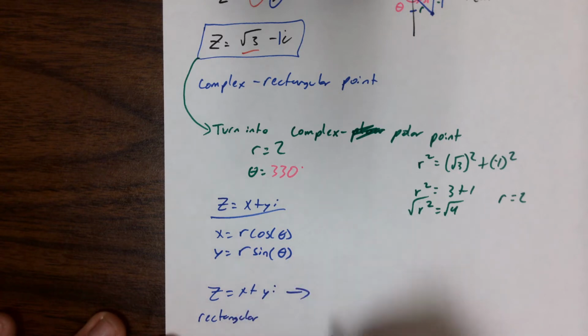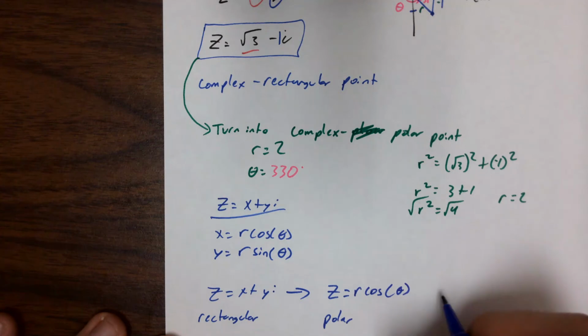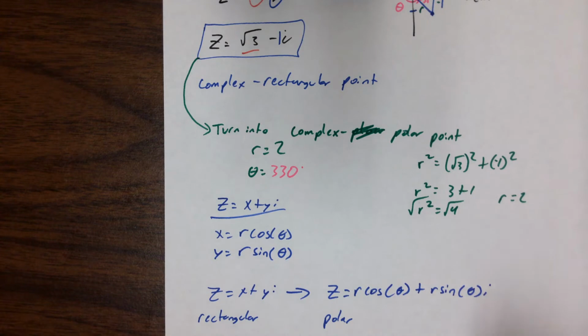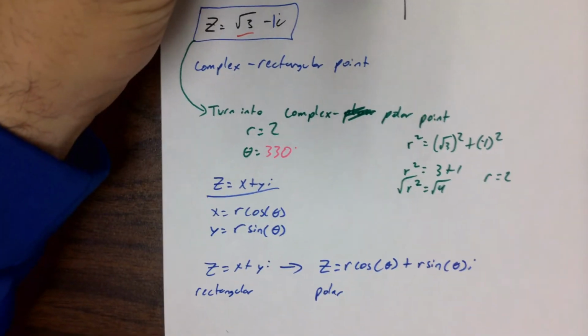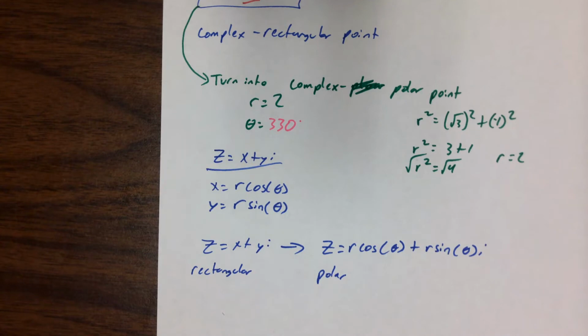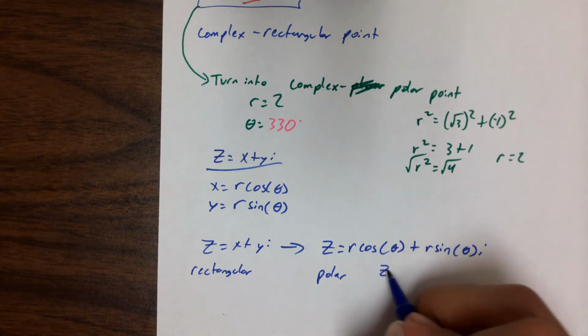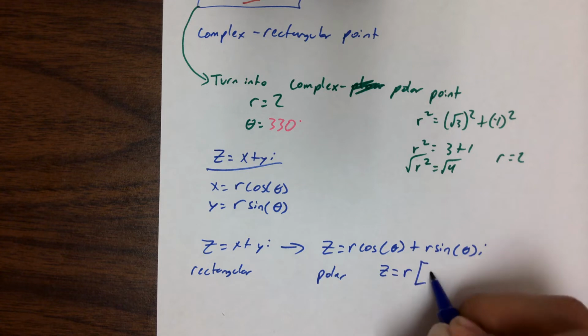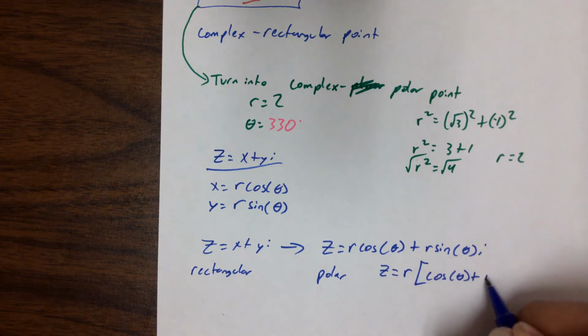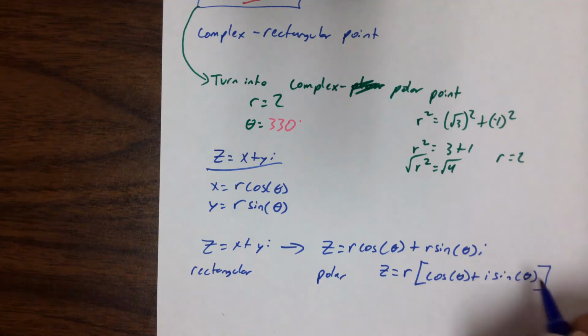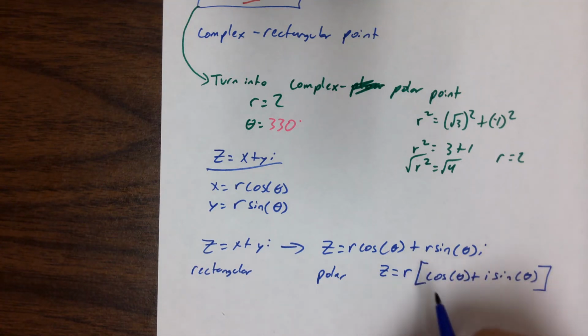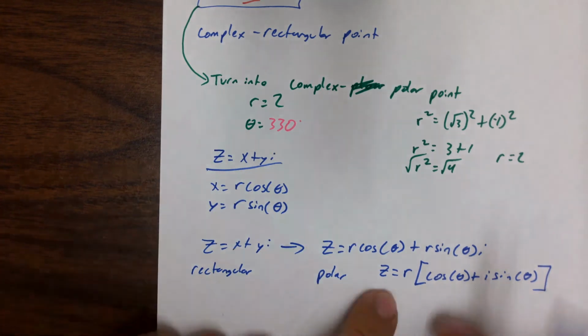If I want to turn it into polar, I'm going to switch out. I don't want x's and y's, I want r's and theta. So that's going to be r cosine of theta plus r sine of theta i. To simplify it, sometimes we rewrite that by pulling the r out: z equals r times cosine of theta plus i sine of theta. I factored the GCF of r out, but I moved the i in front just so we don't forget about it. So that's how I get to polar.